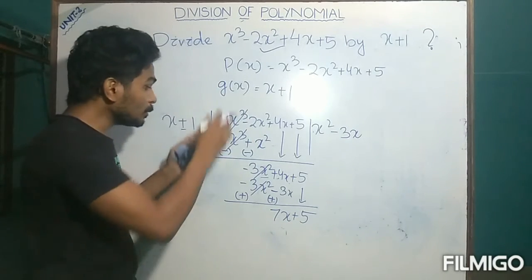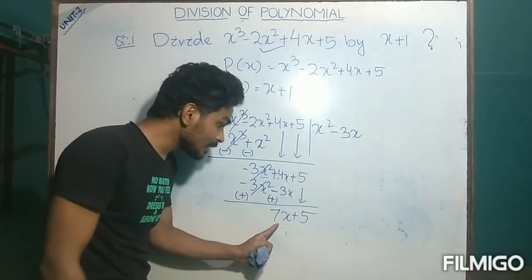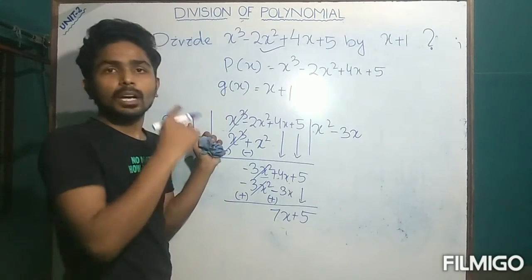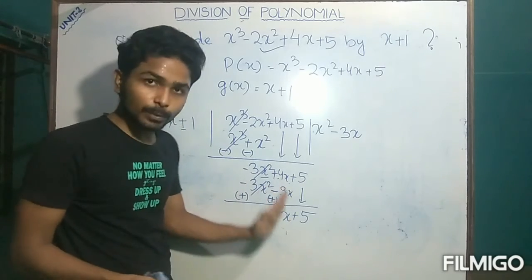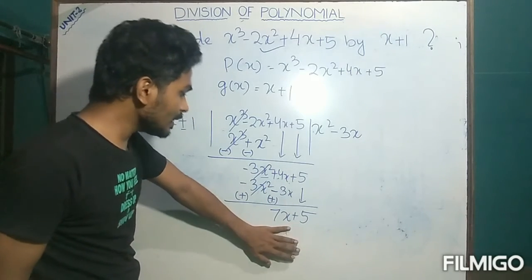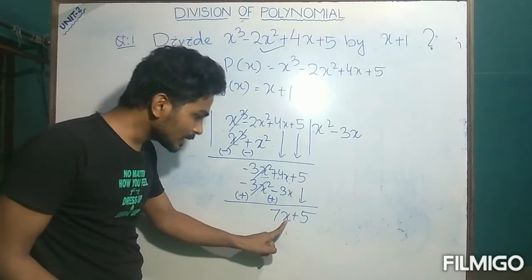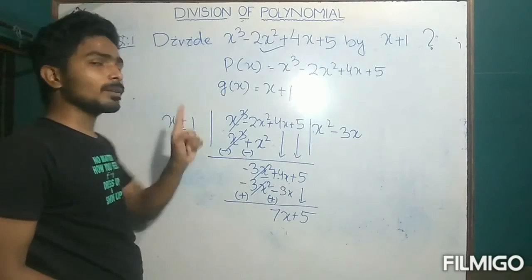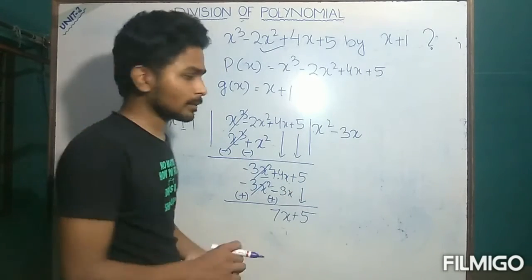Okay. You have to carry out the division until the degree of the remainder is less than the degree of the divisor. Here you see the degree of the remainder will be 1. Here also the degree of the divisor will be 1. That means we will again go for the division process.